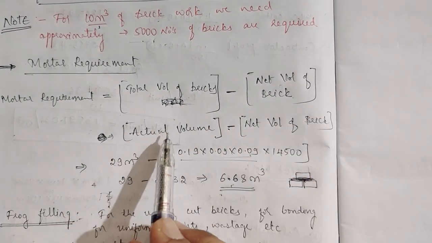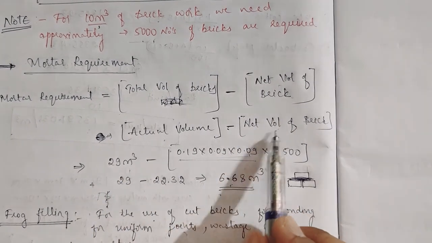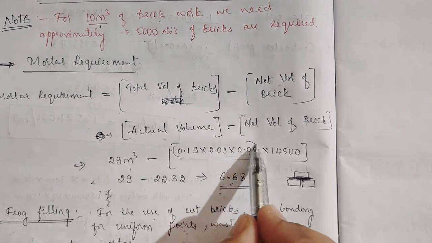So total volume is nothing but the actual volume, that is 29 meter cube. So net volume of bricks is, so this is what the size of the brick.